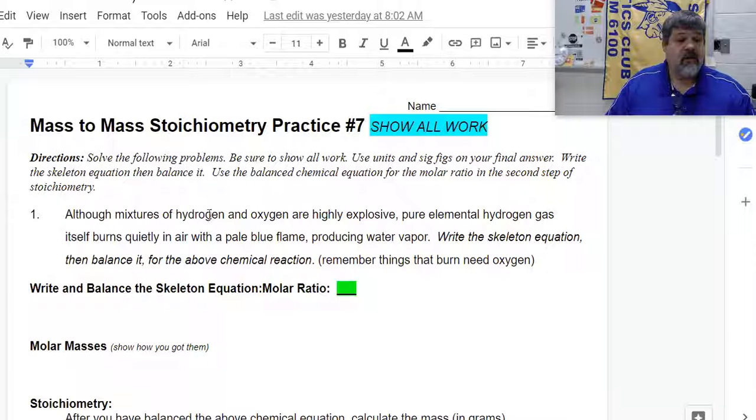So we're going to go ahead and start off with what we have. We have hydrogen and oxygen, okay? And they're going to produce water vapor. So we're just going to go ahead and write down our hydrogen plus our oxygen, and then that's going to yield water.